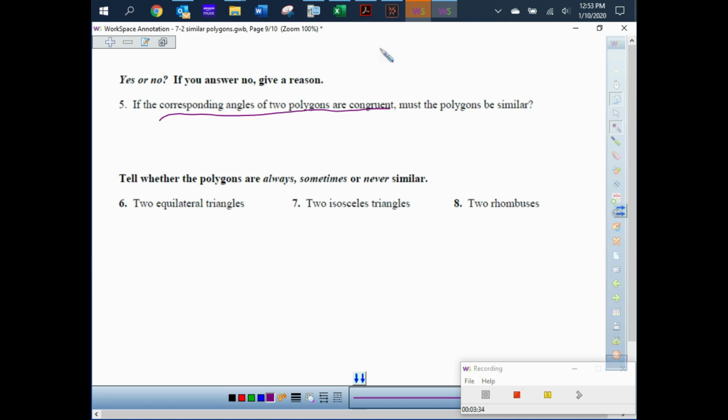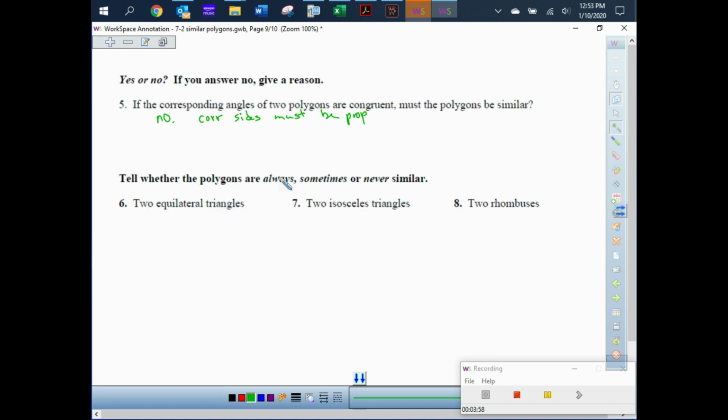We also got to know if the corresponding sides are proportional. And guess what? They don't say anything about this. So since we don't know that, the answer is no, these don't have to be similar. I mean, they could, but we just can't prove it. And what's our reason? The corresponding sides must be proportional. So it's just real simple. It's just those two rules. You got to see if they work or don't work.